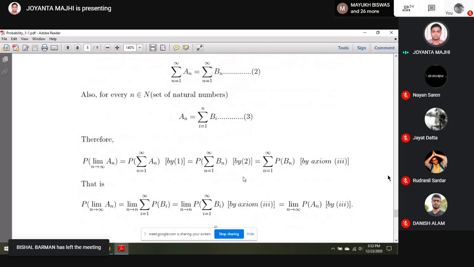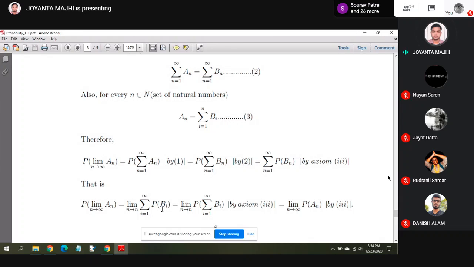And the probability of the union of bi, or summation of bi, is equal to the summation of the probability of bi. This came from mutually exclusive events, that is the third axiom of probability. To apply this axiom, we construct this bi in this manner. Therefore, the probability of the limit as n tends to infinity is equal to the limit. Actually, this is a printing mistake. Here it is written n tends to n, but it will be n tends to infinity.